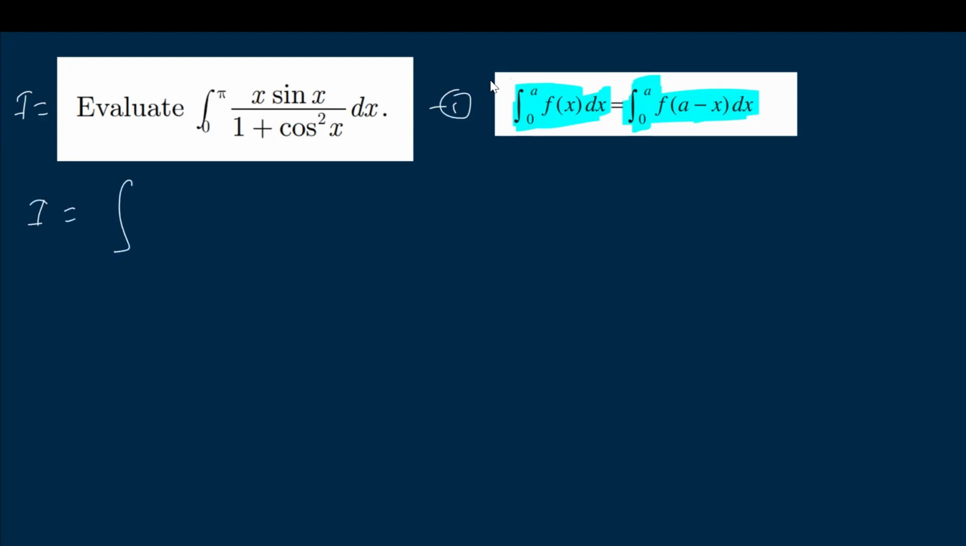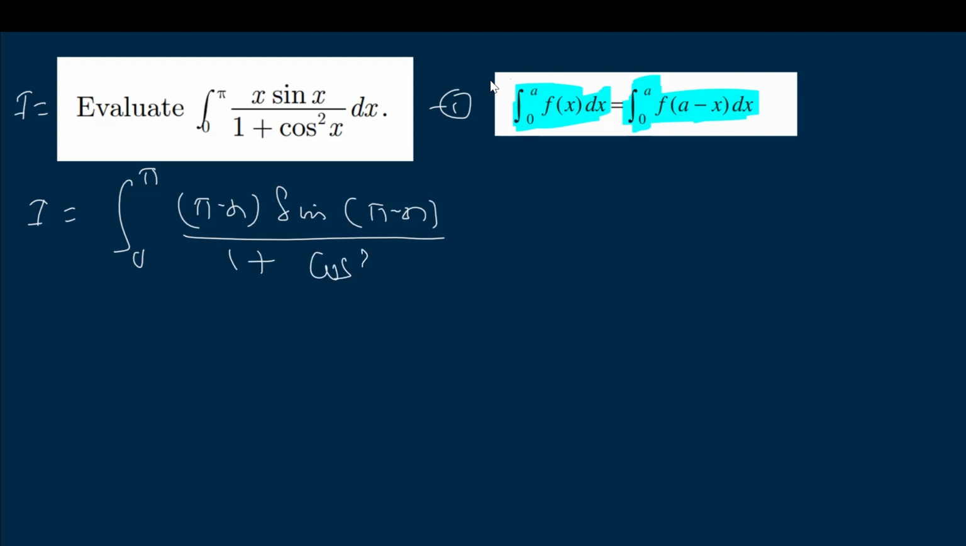By applying the property, where a is pi over here, x can be written as pi minus x. Similarly, sine x will turn into sine of (pi minus x). Below we have 1 plus cos square of (pi minus x), dx. Now we'll simplify here. This is 0 to pi, keeping this pi minus x. Sine of 180 minus theta is sine theta, second quadrant, so it's going to be sine x.